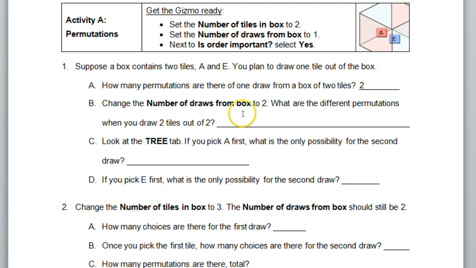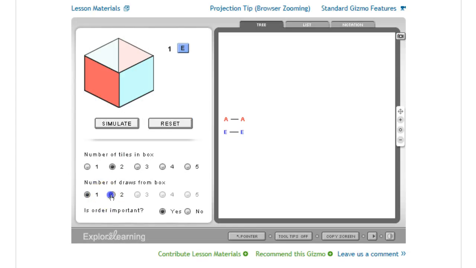Next, we're going to be asked to increase the number of draws to 2. What are the different permutations when you draw 2 tiles out of 2 tiles? Increasing the number of draws from the box, we have 2 tiles in the box and we're going to do 2 draws in a row. We'll notice in our tree the option is either AE or EA. If we were to simulate that, you'd expect to see AE half of the time and EA half of the time. So if we kept doing that, we should end up with about 50-50.